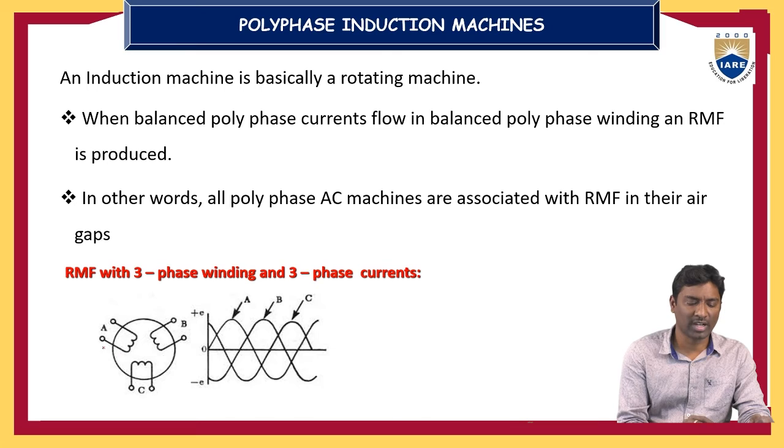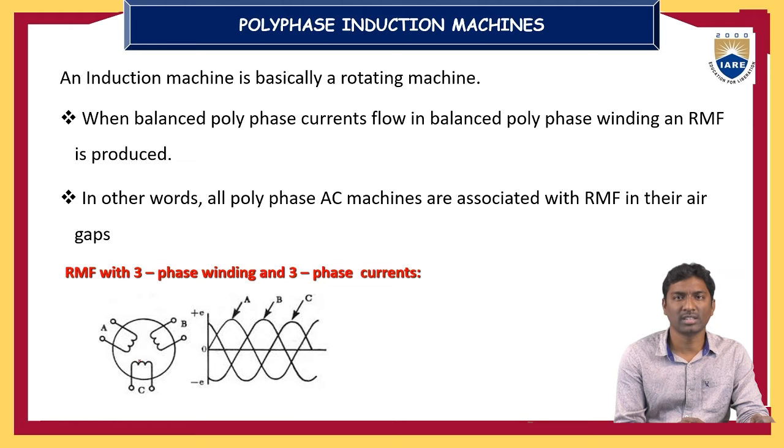So this is a three phase winding, that is A winding, B winding, C winding. The three phase winding is displaced by 120 degrees each. Each phase is displaced by 120 degrees. I am showing that in the waveform with sine waves.